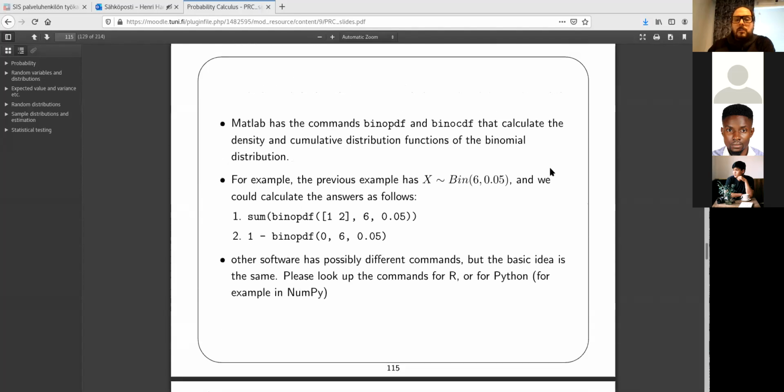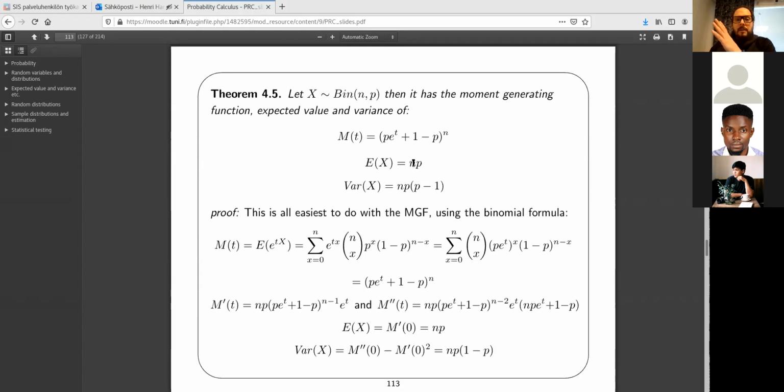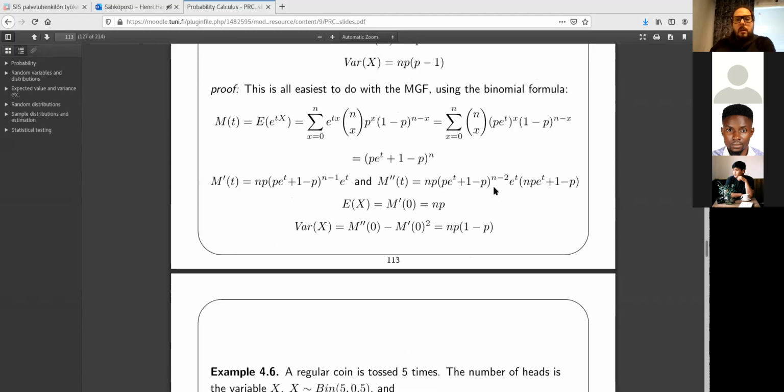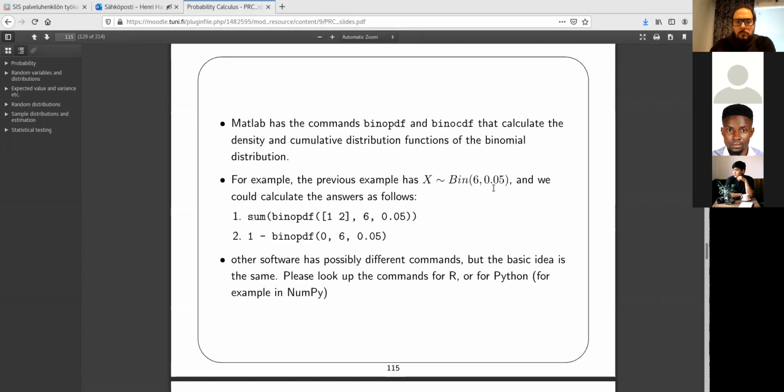All right. So binomial distribution is something that you should be familiar with from previous courses, but it's really important to understand that the expected value is very simply n times p, and the variance is n times p minus 1. We will be needing these properties here.